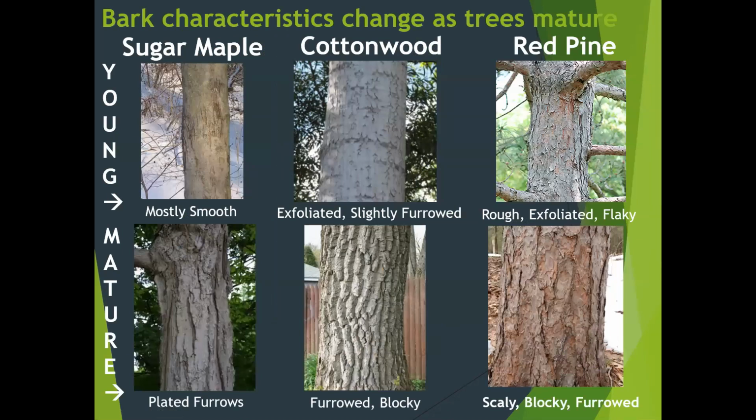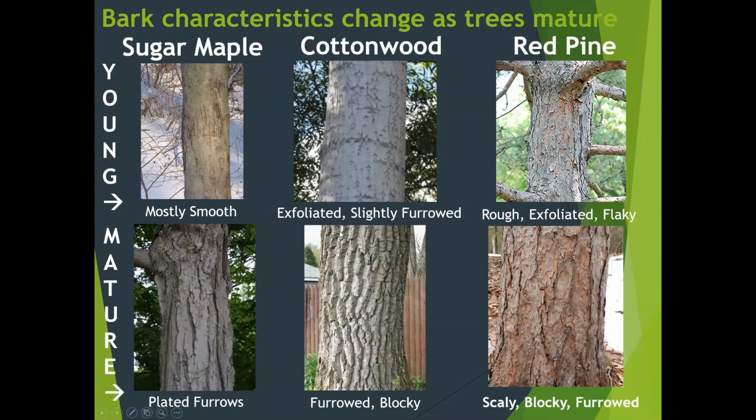So like I was saying, as the trees mature, the bark will change as well. On a young sugar maple, you'll have a smooth bark to start off with, but as it grows and matures, it starts to develop these plated furrows. It looks like big, pretty hard plates going up the tree, and those will start to develop as the tree grows. It starts off smooth, but then it starts to develop grooves and these plates, and they start to separate over time.